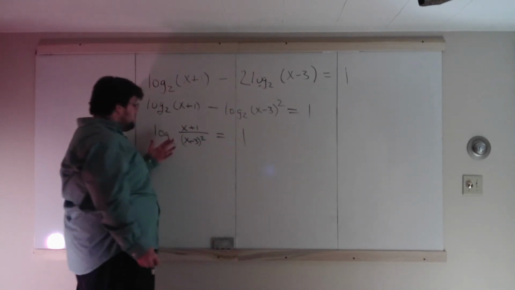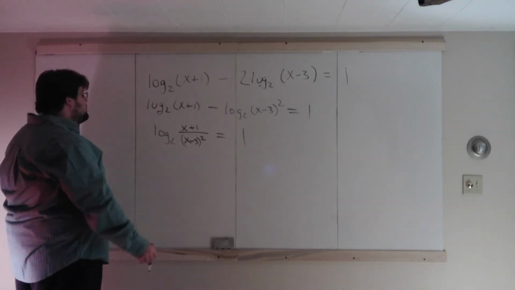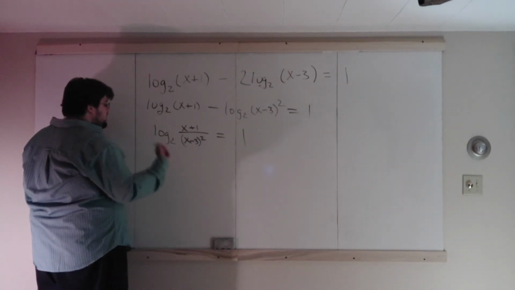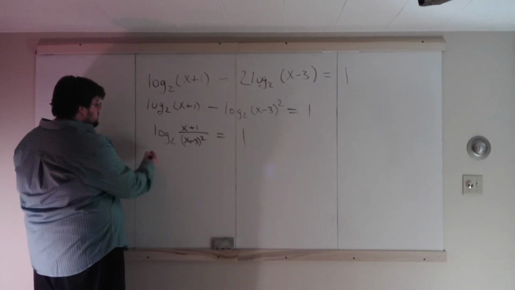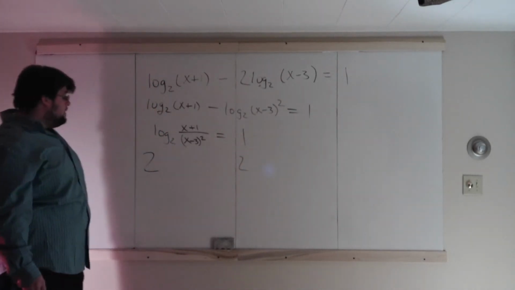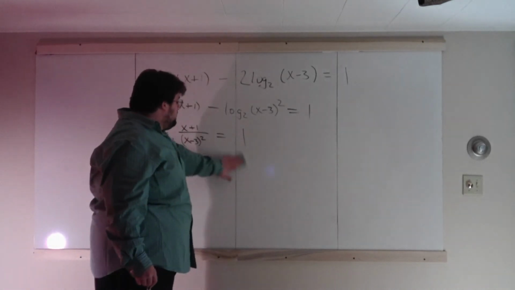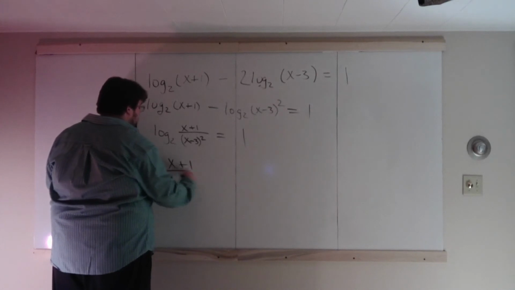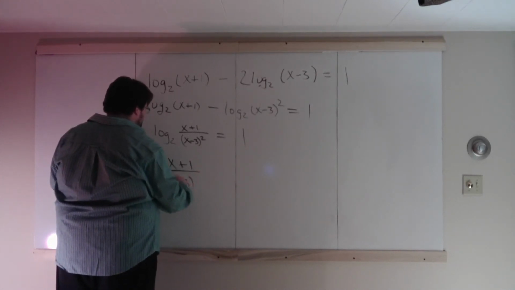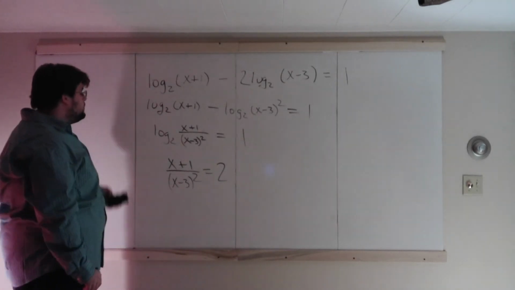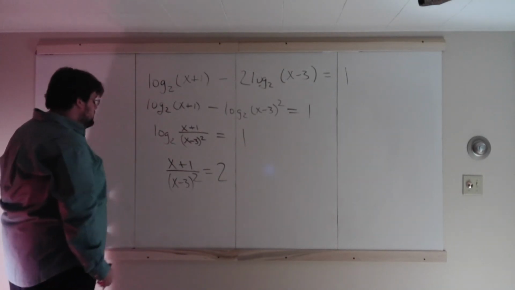How do we get rid of a log? We invert it by using an exponential. Remember, the logarithm is the inverse of the exponential. So we can do 2 to this side equals 2 to this side. I'm not going to write that out like that, but that's the math. We're doing 2 to this side. Well, the log cancels. 2 to the other side is 2 to the 1, which is 2. And now we have to solve this equation.